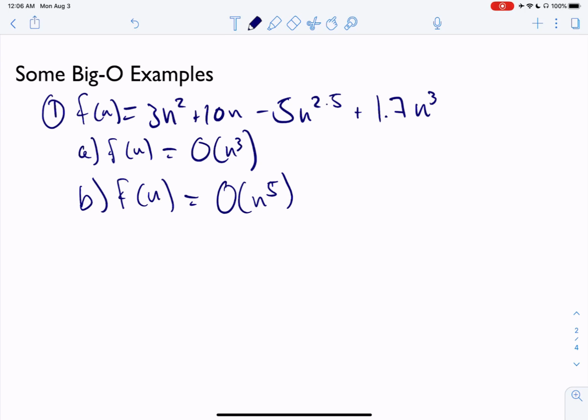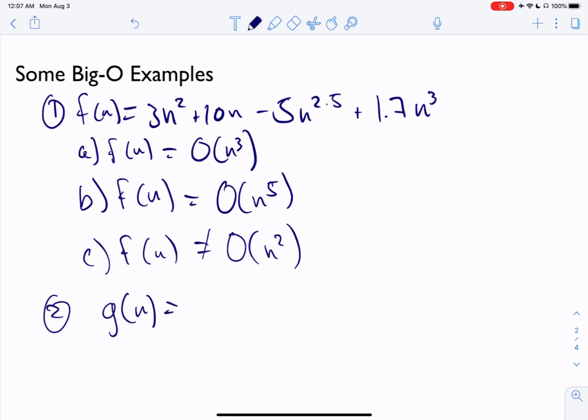right? But it's important to note that f of n certainly is not big O of n squared. N squared will not, even when multiplied by a constant, f of n will always outgrow any constant times n squared. Okay, so let's consider another example. Let's let g of n equal to 5 log squared n plus 7 square root of n.